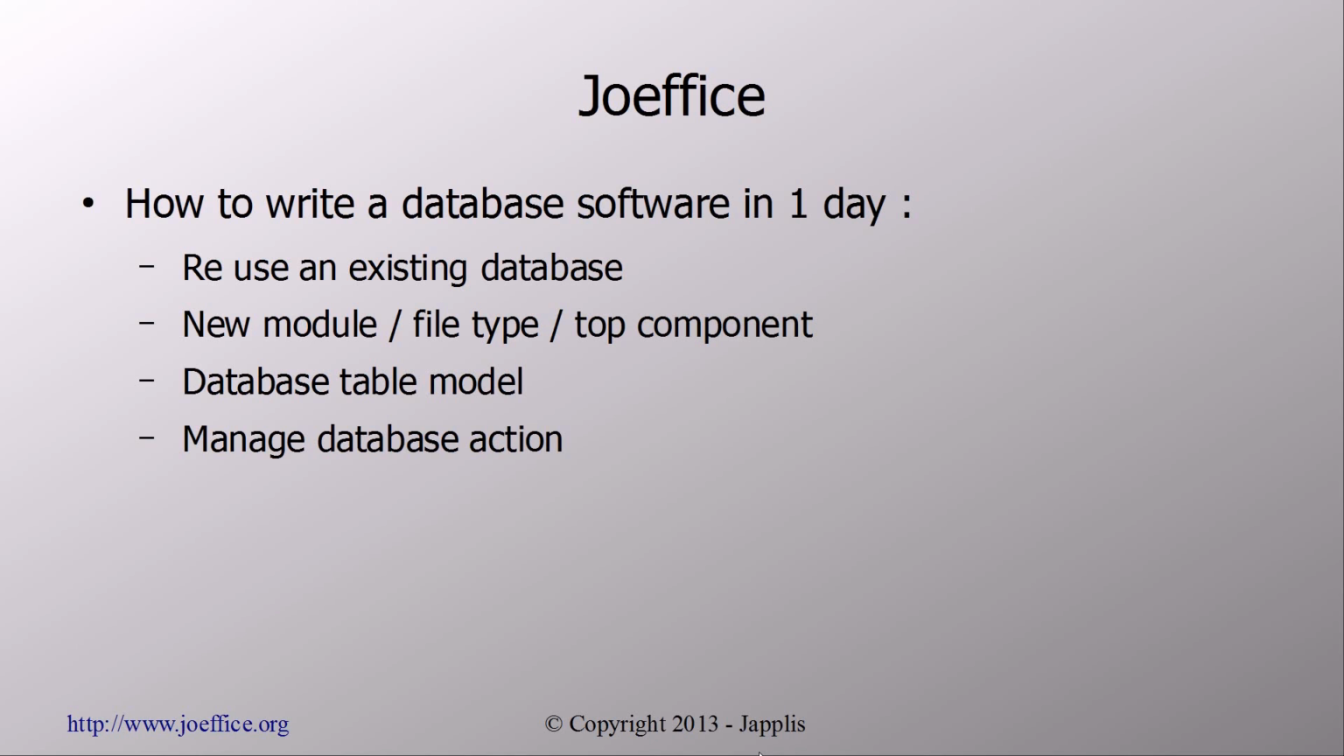Then you know the classical new module, file type, new top component, also for the database part. Then we're going to attach the database model. Databases are mostly represented in a table, so we're going to use a JTable to see the data of the database. And then we're going to add one action to be able to manage the database, like adding tables, removing tables, and so on, or changing types.